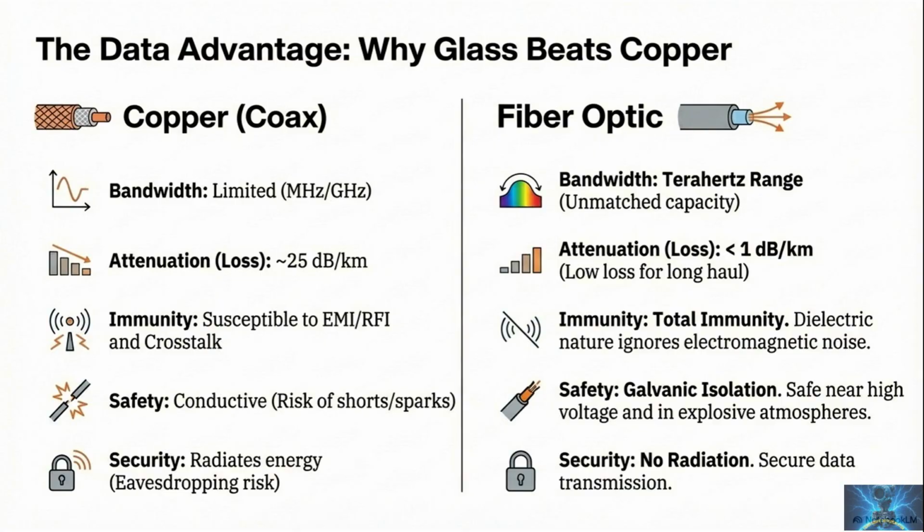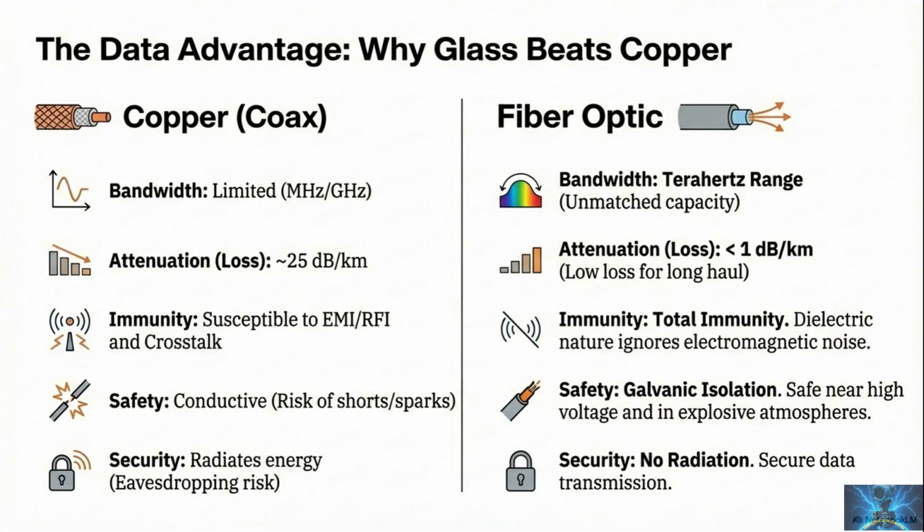The data advantage: why glass beats copper. This slide is the why-the-world-switched comparison. Copper has practical bandwidth limits and higher loss over distance. It is also vulnerable to electromagnetic interference, radio frequency interference, and crosstalk, because copper is a conductor sitting inside electromagnetic fields. Fiber, by contrast, has an enormous bandwidth ceiling because it is carrying light, not electrons. It also has low attenuation over long runs, and it is immune to electromagnetic noise because it is dielectric.